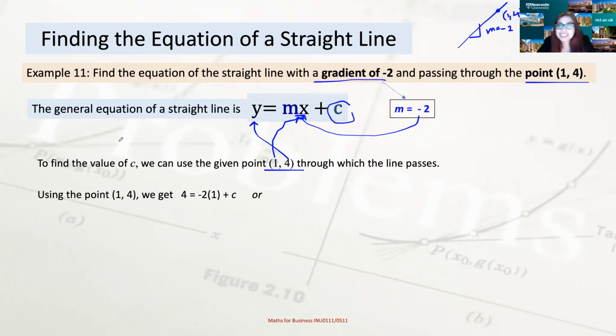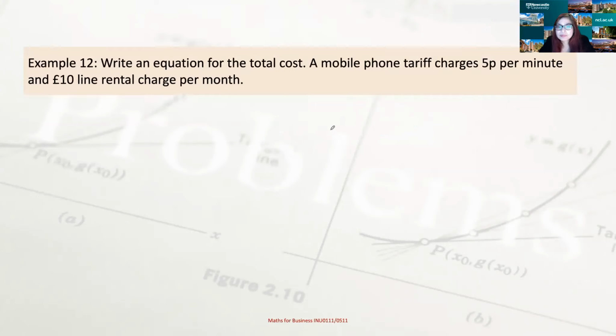Simple, isn't it? So I'm substituting 4 for y, minus 2 for m, and 1 for x, and I find c. Now you can put all the values for m and c in the general equation, and you will get y is equal to minus 2x plus 6. That's your equation of the straight line. And this is your third style of question. So you have three styles of question to find the equation of a straight line.